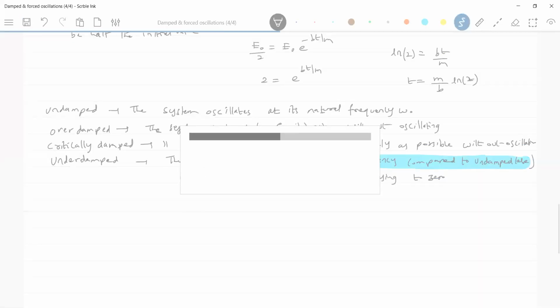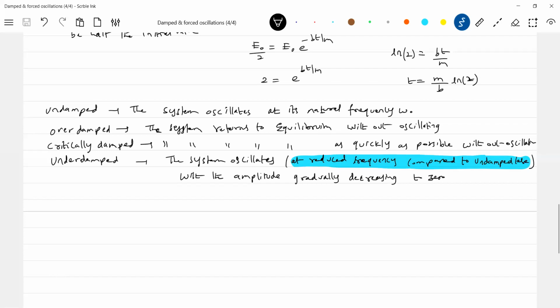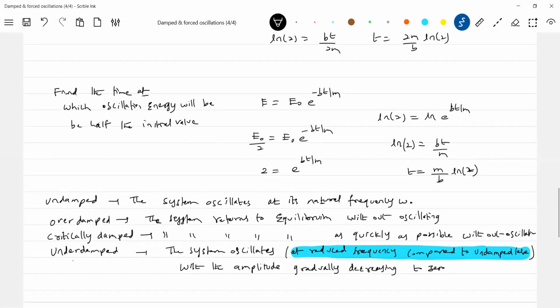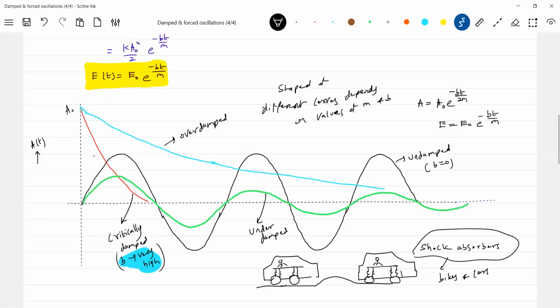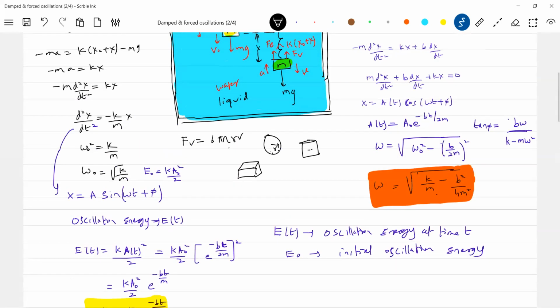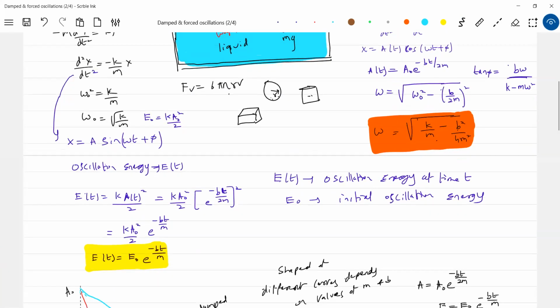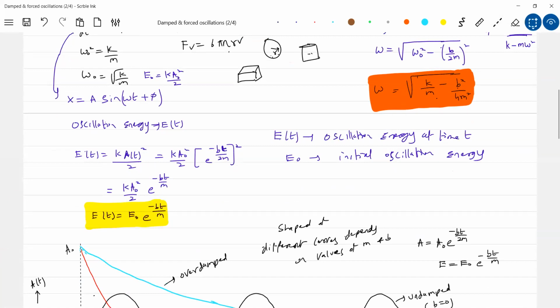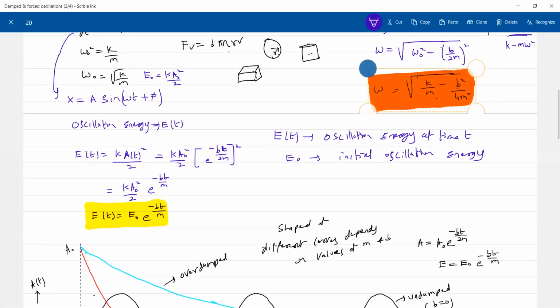Getting the idea, no? So the value of B and M will define it. For underdamped oscillation, the frequency will slightly decrease. What is the meaning of this? Sir, what is the equation? The equation I already have here. Because of B, what will happen? It will slightly decrease, no? So I'll write that particular formula, omega, or we'll paste it.